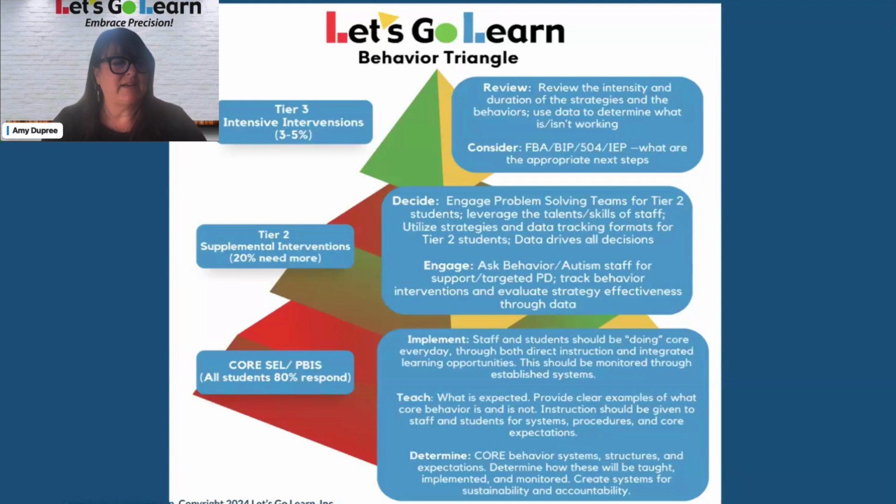And another way to think about this is that teachers, when you ask them to define what happens in the academic core, they're pretty good at telling you what their core systems are and what their tier 2 interventions are and what their tier 3 interventions and systems are. But we want to make sure that that is the same for behavior.